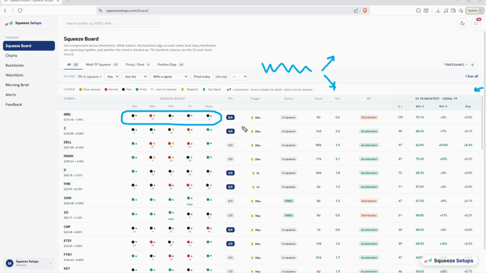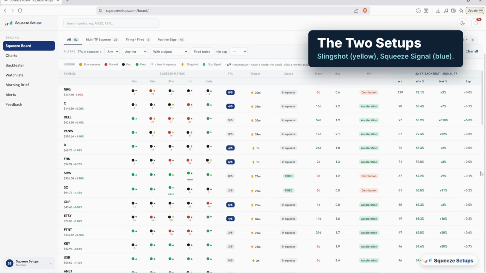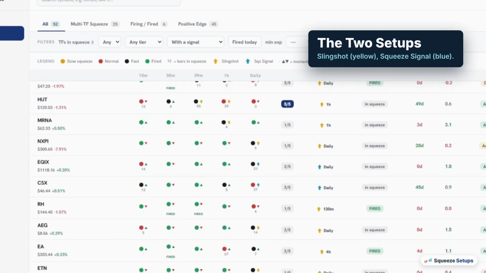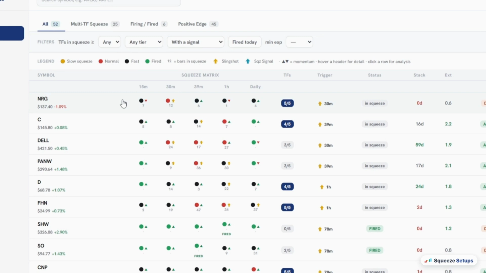To help answer those questions, we've built some tools on top of that. Two setups in particular that we talked about, the Slingshot squeeze and the squeeze signals indicators. The Slingshot squeeze is the yellow arrow, the squeeze signal is the cyan arrow or the blue arrow. Both of these indicators identify specific moments in time when we're looking to enter a squeeze.